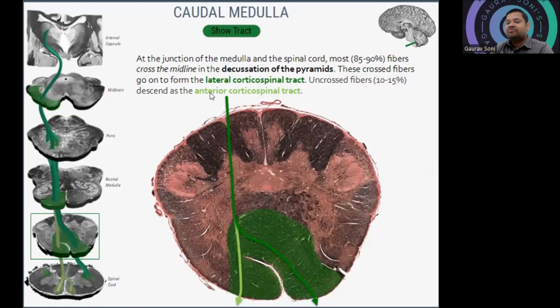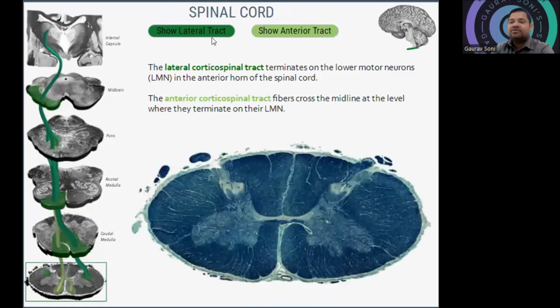So it is in the medulla that the pyramidal fibers are formed, at the level of the pyramids. Those which are going to cross will be called the lateral corticospinal tract. Those which remain uncrossed, that is 10 to 15%, will form the anterior corticospinal tract. So this is the pyramid where the decussation is going to happen. At the level of the spinal cord, we now have two parts. One is the lateral tract, one is the anterior tract. The lateral corticospinal tract terminates on lower motor neurons in the anterior horn of the spinal cord. The anterior corticospinal tract crosses the midline at the level where they terminate on their lower motor neurons.